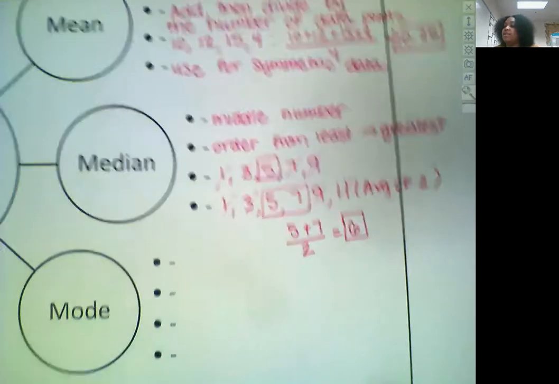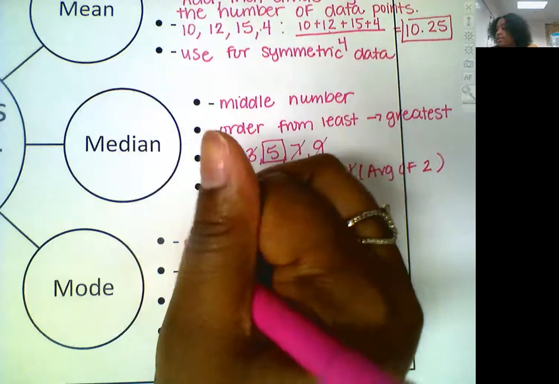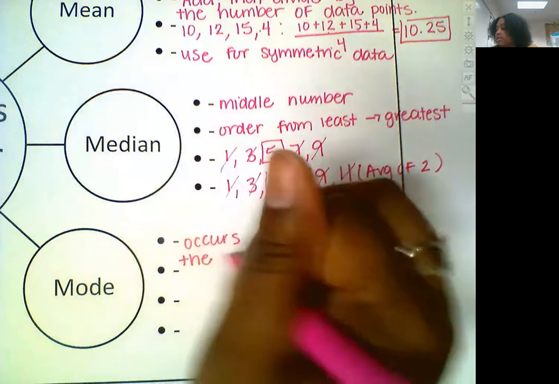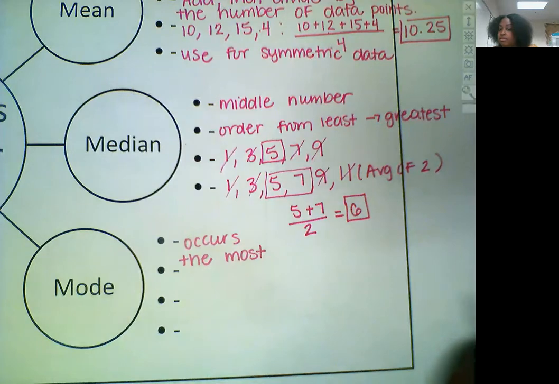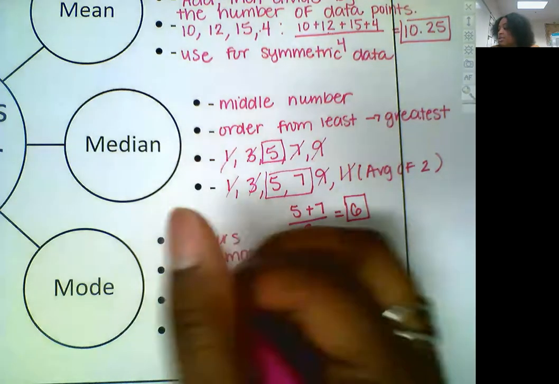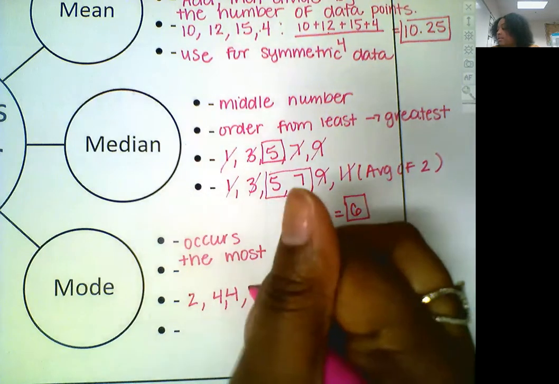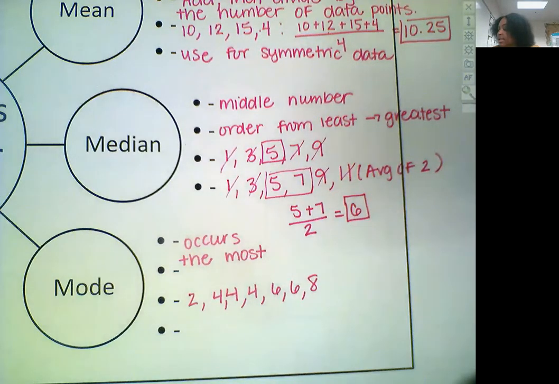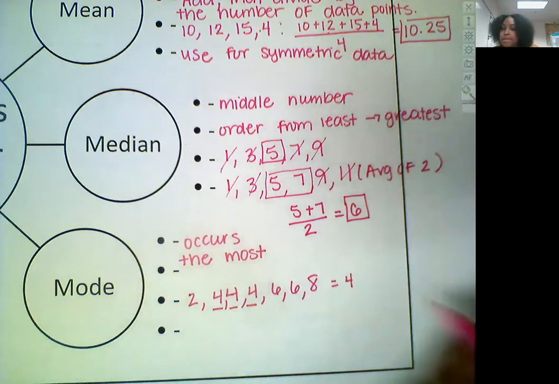Okay. The last one we have on this page is your mode. This is going to be the number that occurs the most. So example, if I had 2, 4, 4, 4, 6, 6, 8. The number that occurs the most, if you notice, you have 3 4s. So my mode would be 4.